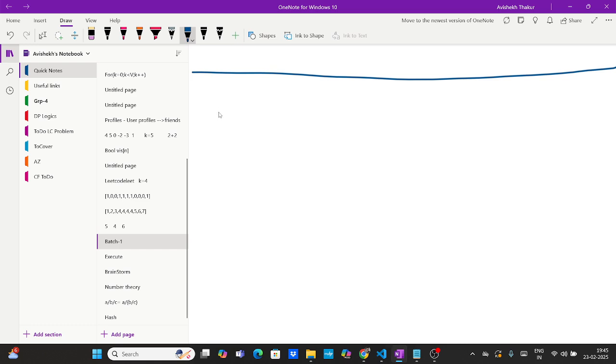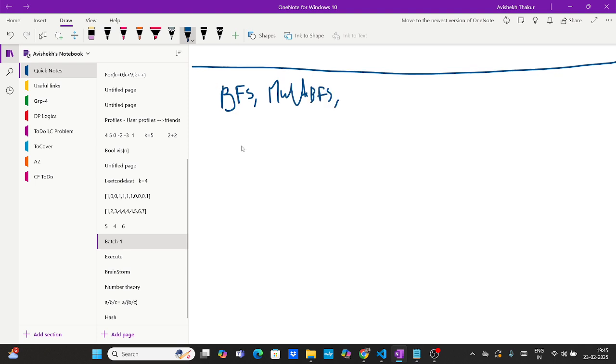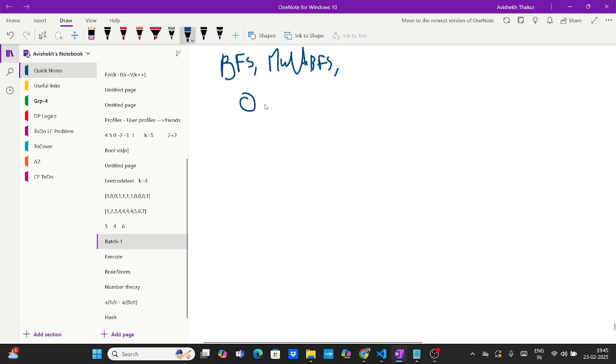Now we'll learn a very interesting technique in BFS. You remember we learned normal BFS, and we learned something called multi BFS. We learned these two techniques yesterday, right? We will also learn something called zero one BFS.